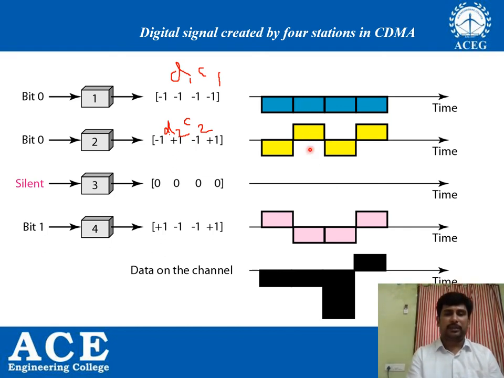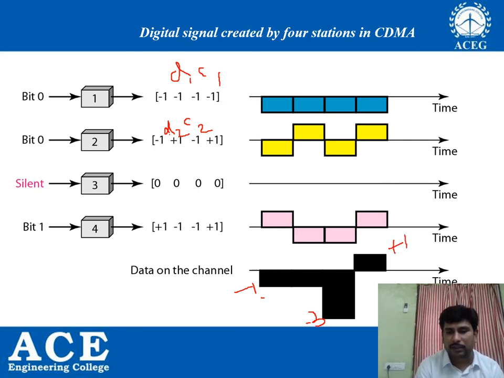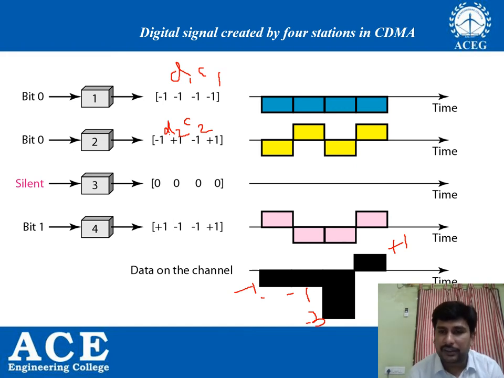Here also, minus 1 plus 1 cancels, plus 0, so it is 0 plus minus 1, so it will be minus 1. Then minus 1, minus 1, minus 1 becomes minus 3. Minus 1 plus 1 plus 1, the sum of these 3 values is plus 1. This is a pictorial representation of the calculation we have done previously. So this is minus 1, this is minus 3 and this is plus 1. So the second bit is also minus 1, and the value that is transmitted is minus 1, minus 1, minus 3 and plus 1.